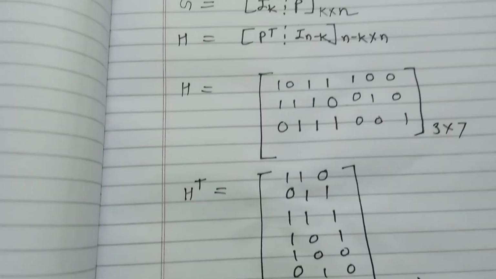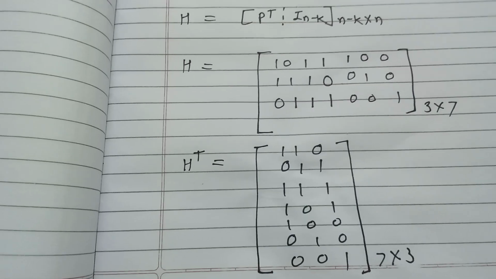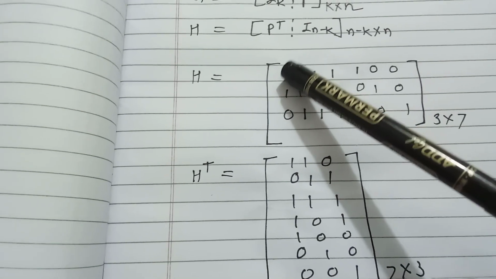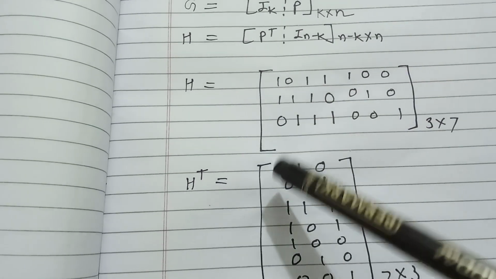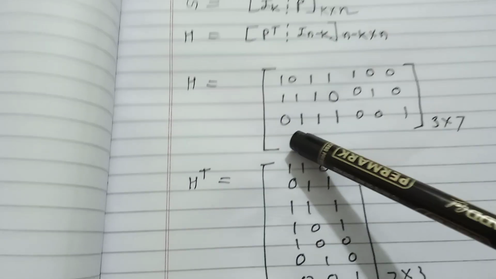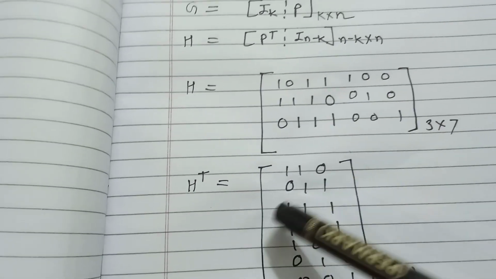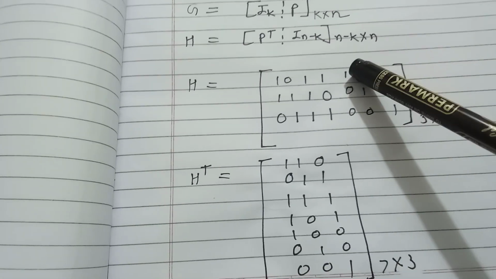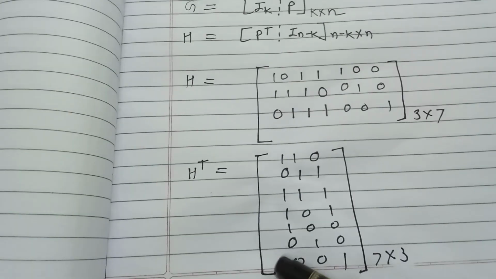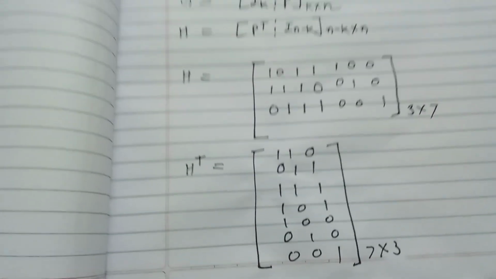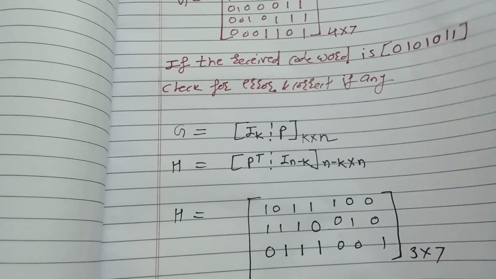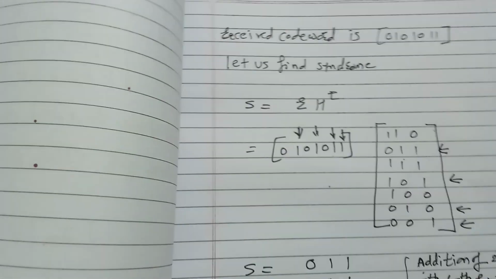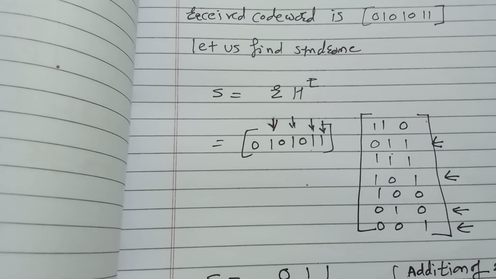After that, in the decoding part you need H^T. So H^T is the transpose of this matrix. So 1 1 0 is written as the first row, 0 1 1 the second row, 1 1 1, then 1 0 1, then 1 0 0, 0 1 0, 0 0 1. So this is the third step. After that you have to check whether the received code word is in error or not. The received code word is 0 1 0 1 0 1 1.